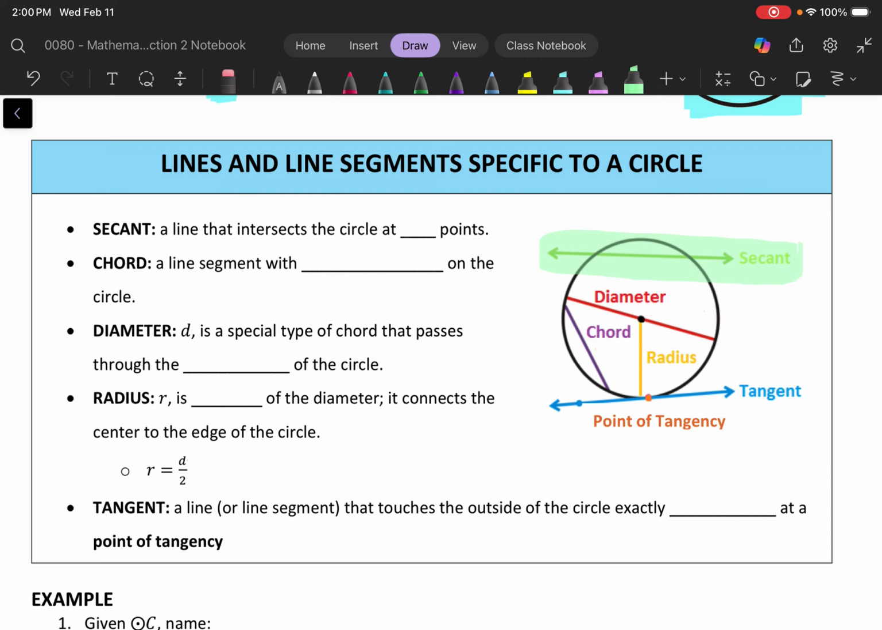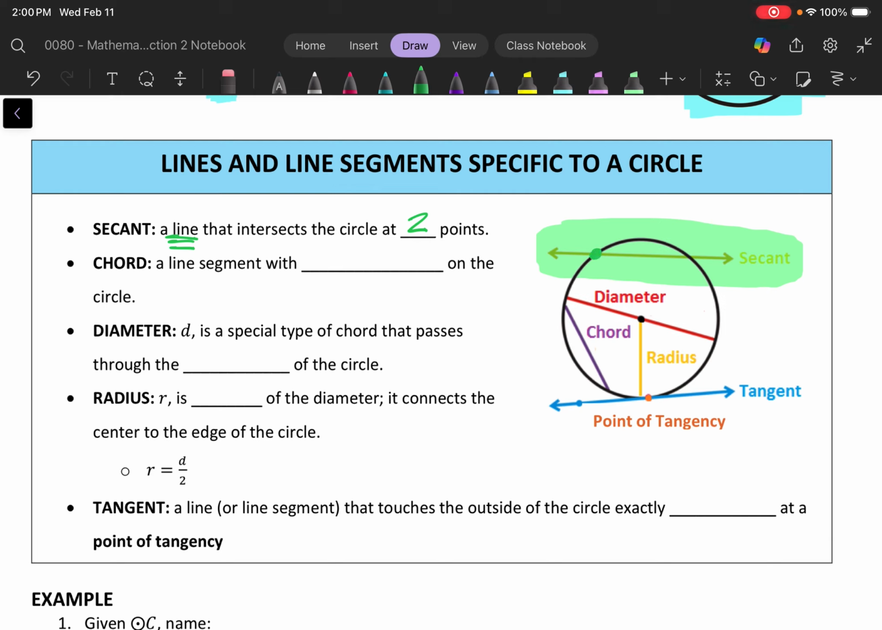Now, before I even write down what a secant is, I might notice a couple of things from that picture. First thing, I'm noticing it's a line. I can tell it's a line because it has arrowheads on both sides. I'm also noticing that that line goes through the circle, right? It doesn't just stop partway through. It's intersecting that circle. Now, that's truly what the definition of a secant is. A secant is a line that intersects the circle at 2 points.